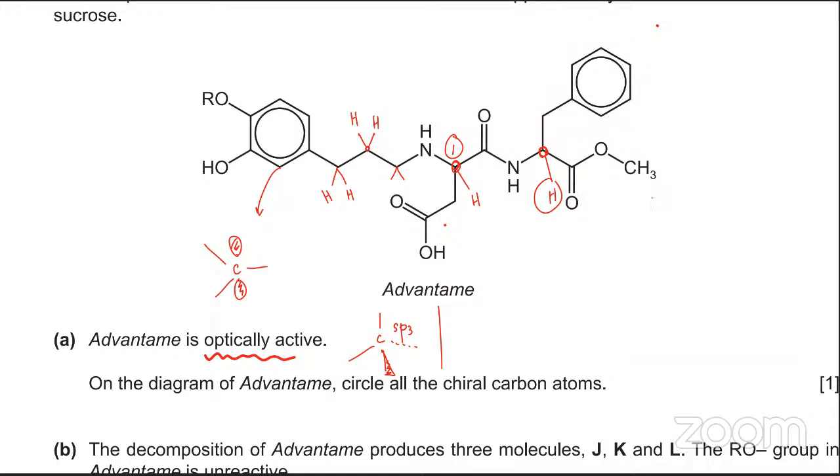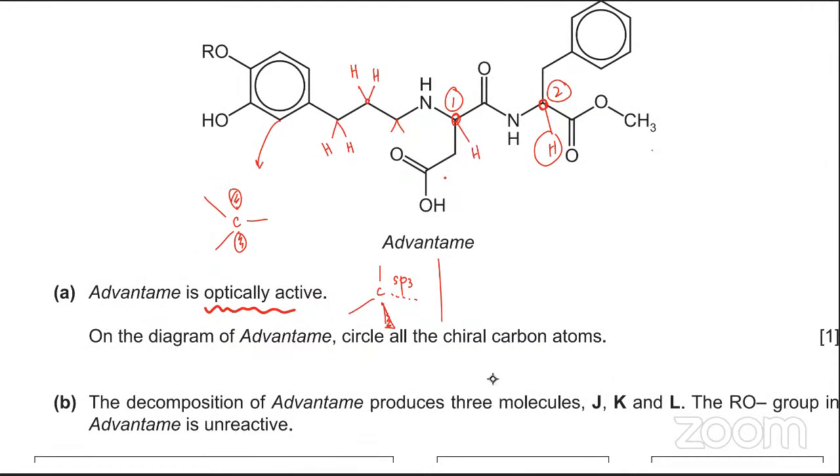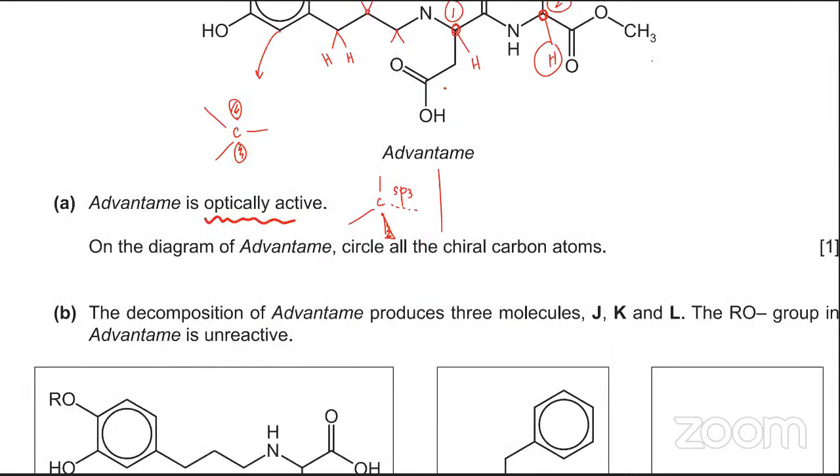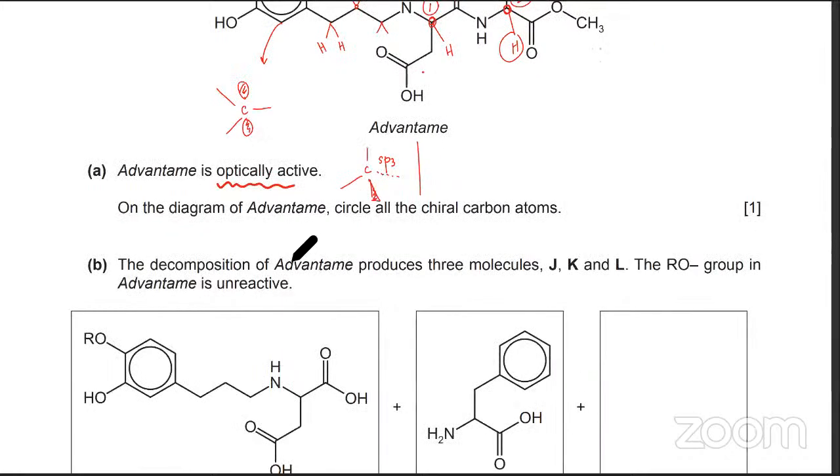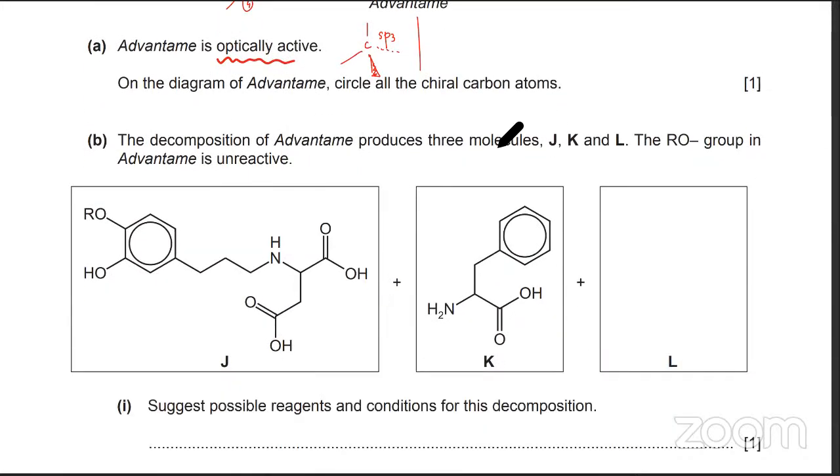And I think that's about it. This one is 2 H's. This is a benzene carbon atom, so that's not chiral. This one is making a double bond. This one has 3 H's. So you've got only 2 chiral carbon atoms, and you're supposed to mark them. So on the diagram, circle all the chiral carbon atoms. So there are 2 of them. These 2. The next part is the decomposition of this thing produces 3 molecules, J, K, and L.